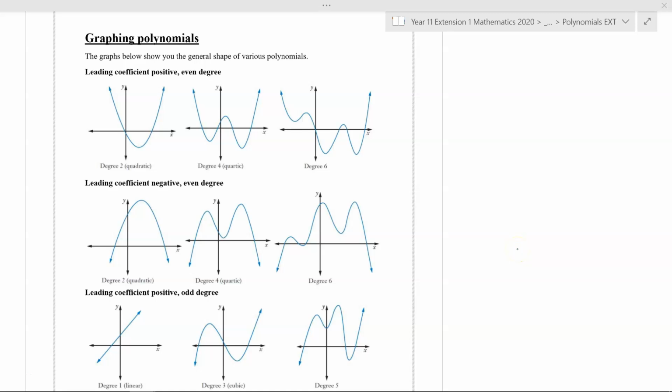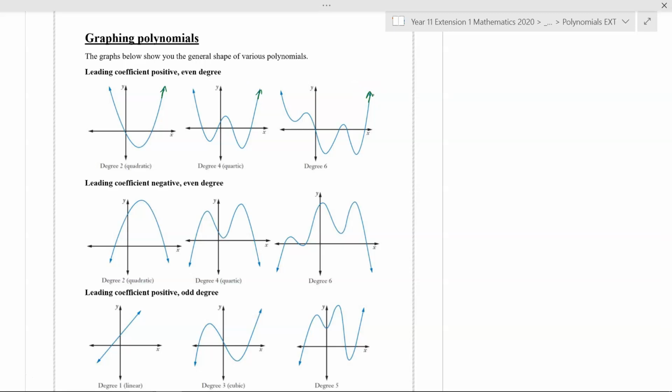Today we're going to start graphing our polynomials. It's a good idea to get a general idea of the shape before you start. So if our leading coefficient is positive and we have an even degree, i.e. degree of 2, 4, 6, etc., it will look something like this. We will notice that at the end it goes up, i.e. as x gets really large, y gets really large.